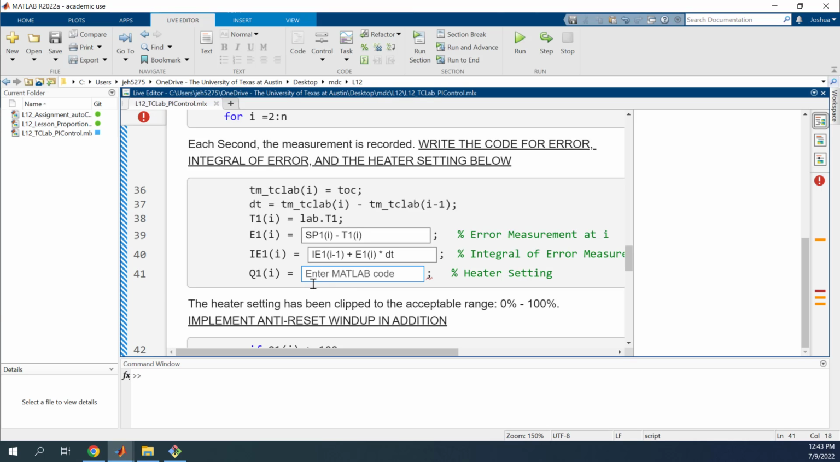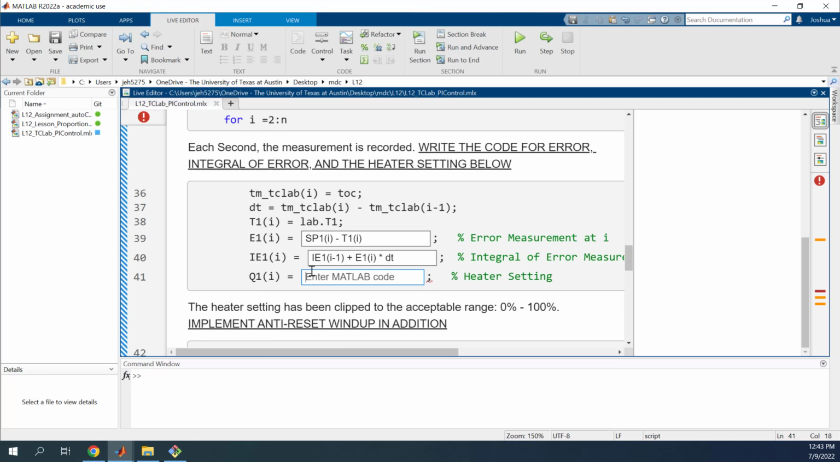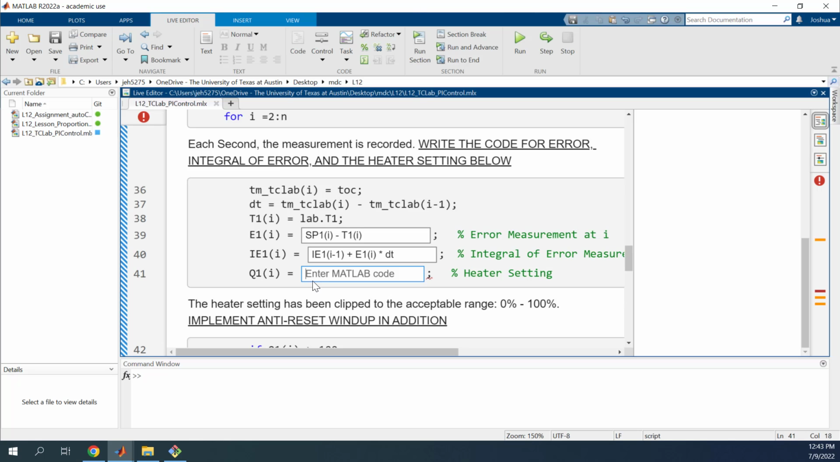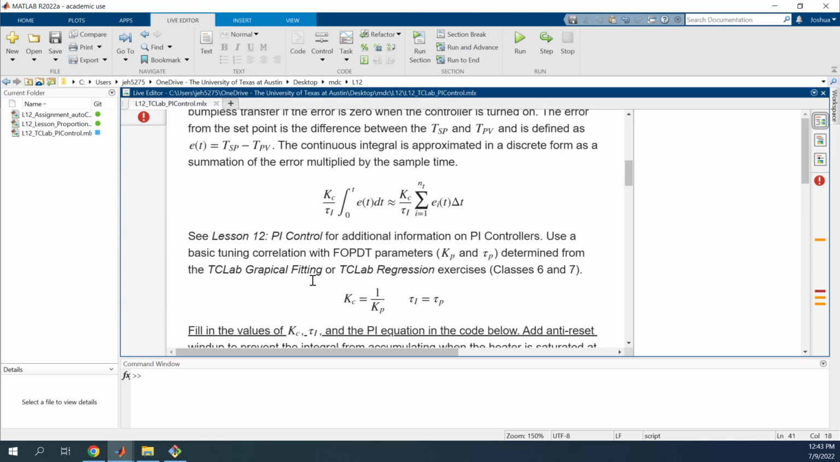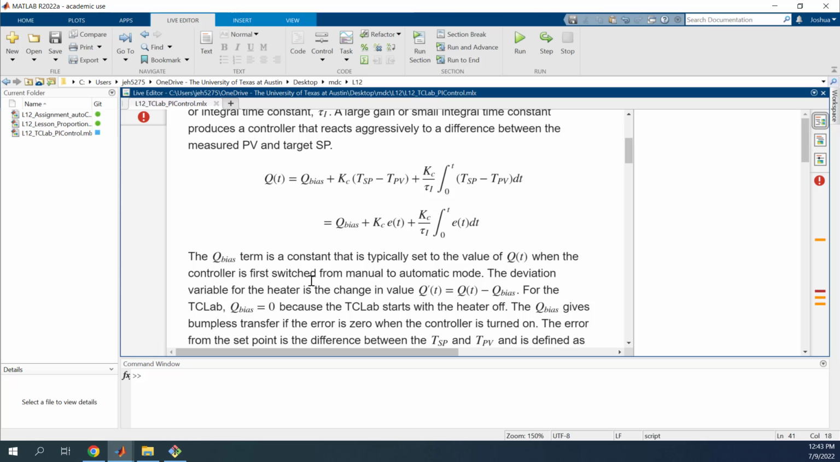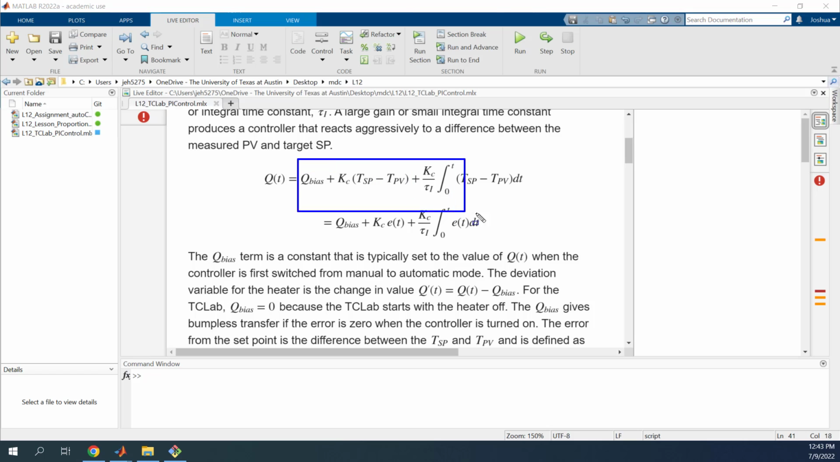Finally, we've got Q1. So that's our heater settings. This is where the actual controlling takes place, or the PI algorithm, if you will. Well, we have our Q bias. There's three terms, and we'll go ahead and we'll look up here. This is it right here. So a little bit bigger, actually. Sorry, I'm getting used to the drawing. There we go. So we've got three terms.